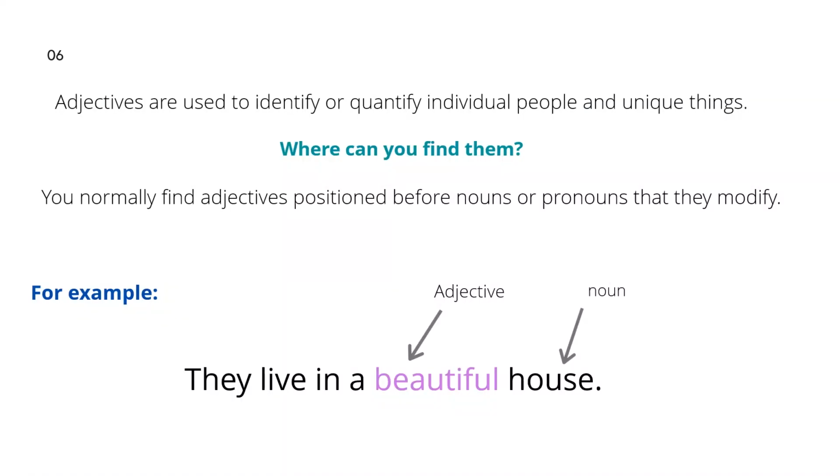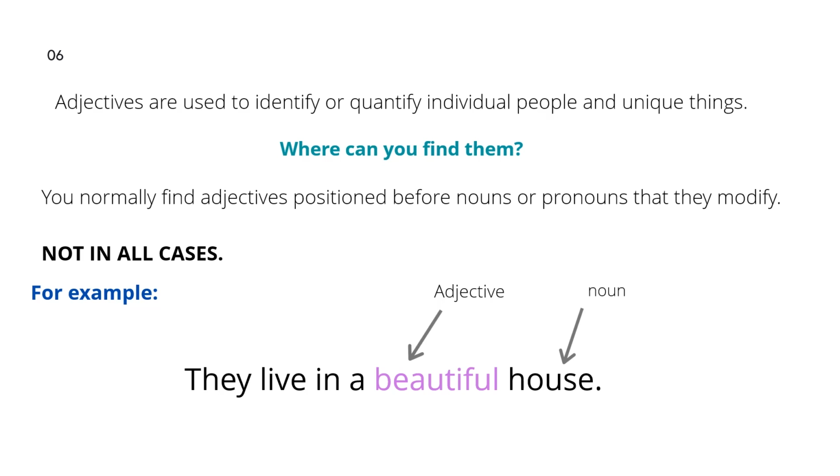Alright, adjectives are used to identify or to quantify individual people and unique things. And where can you find them? You normally find adjectives positioned before nouns or pronouns that they modify. See that? Not in all cases. Alright, please note that. Don't say that this instructor told you that adjectives are always found. No, they're normally found in some cases.